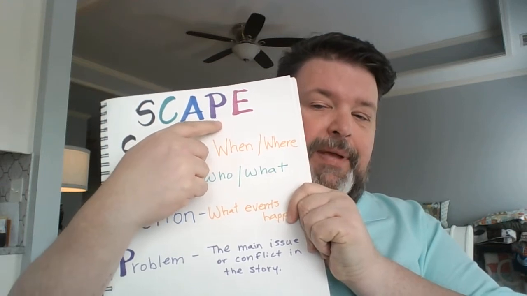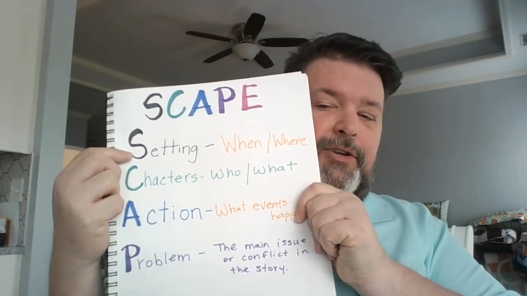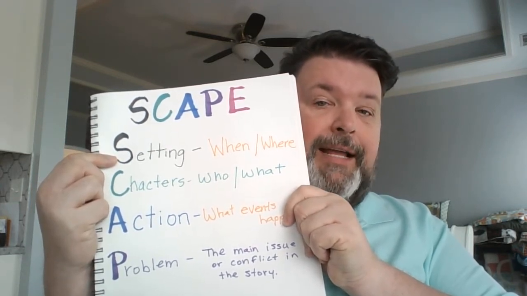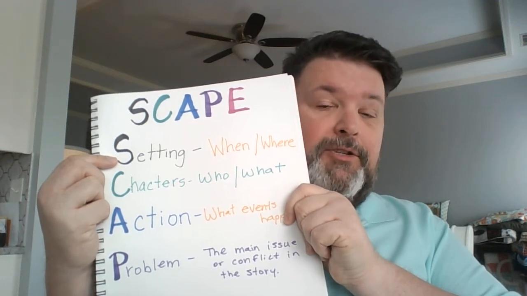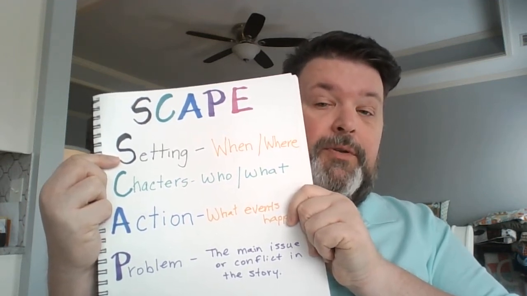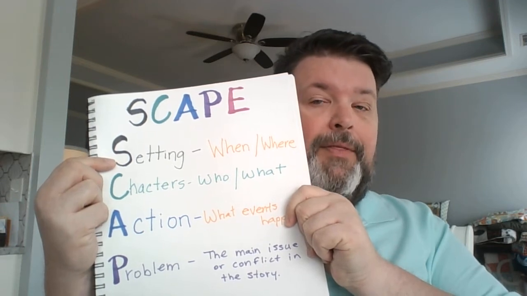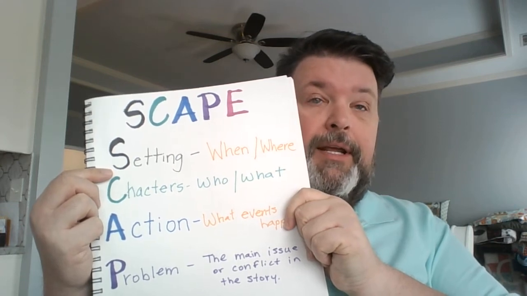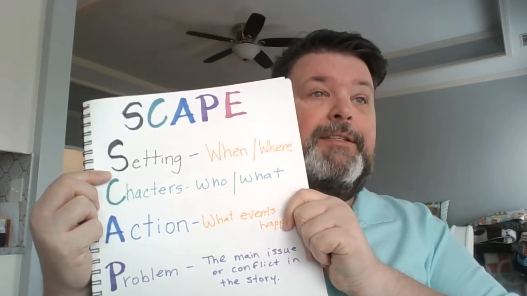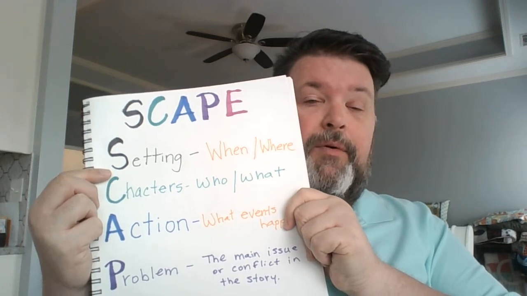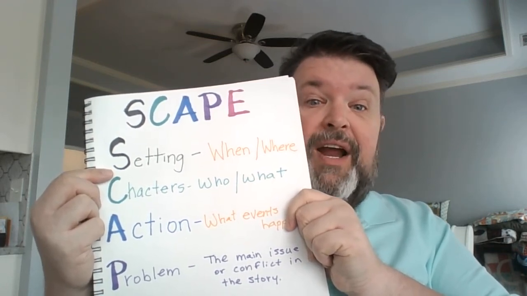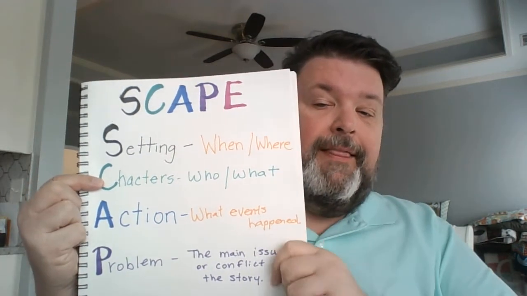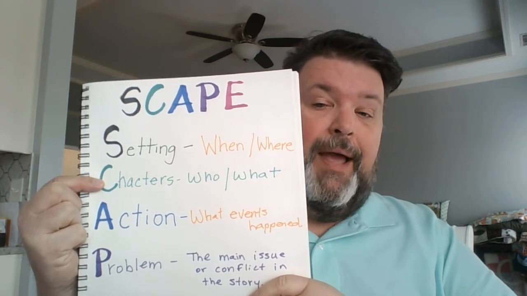SCAPE. S stood for setting. Setting is the where and when your story takes place. So if you're reading a story about Sherlock Holmes, the where would be London and the when would be long ago. If we're reading a story about Mr. Hallum sees a bird on his back porch, then Little Rock would be the where and today would be the when.